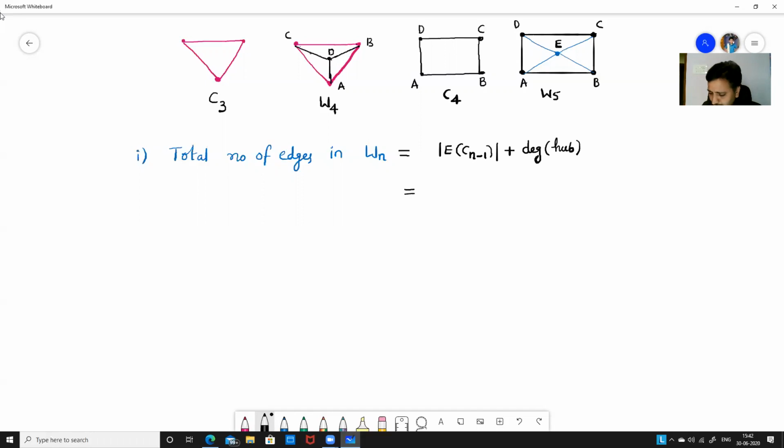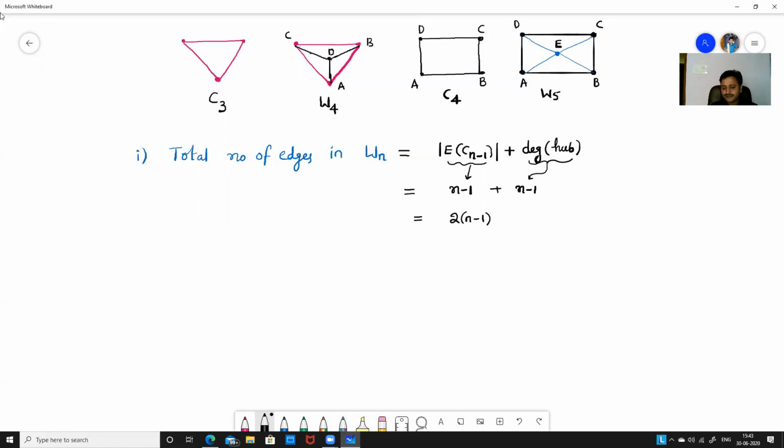Total number of edges in Cn minus 1 and the degree of the hub. In this example, the number of edges in Cn minus 1 means, if we take Cn minus 1, how many edges do we have? N minus 1 edges. Plus, what is the degree of the hub? Obviously, that hub is connected to all the remaining n minus 1 vertices. Therefore, it is n minus 1. The total is equal to 2 times (n minus 1). Is it clear, everyone? Very simple.